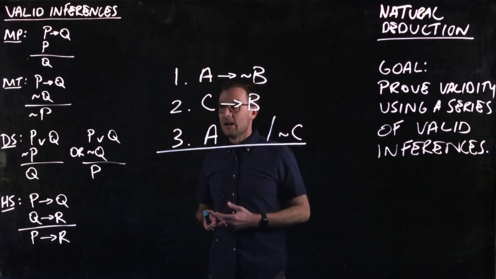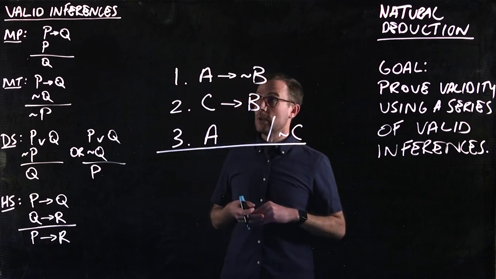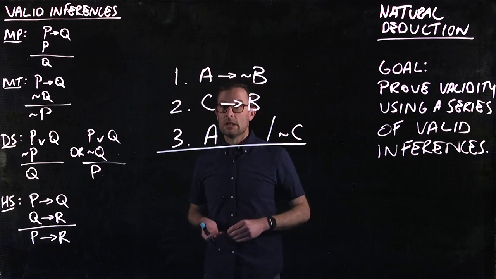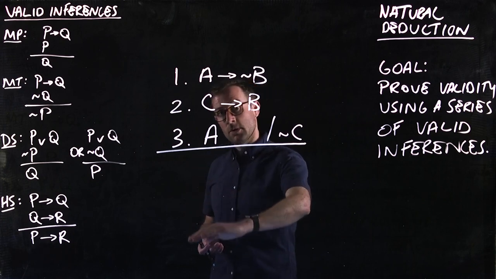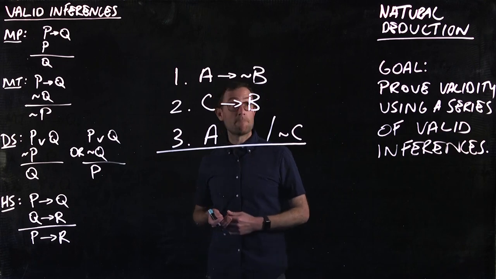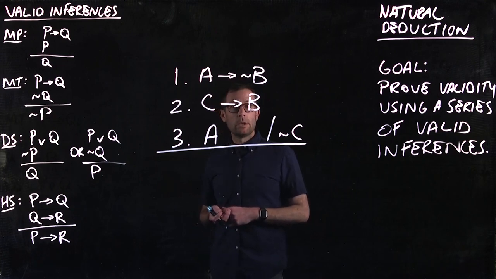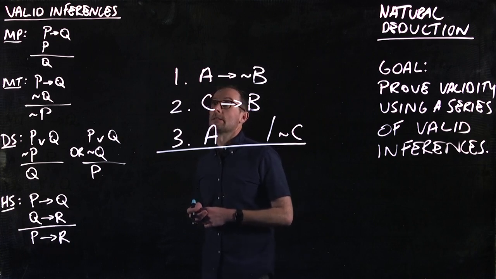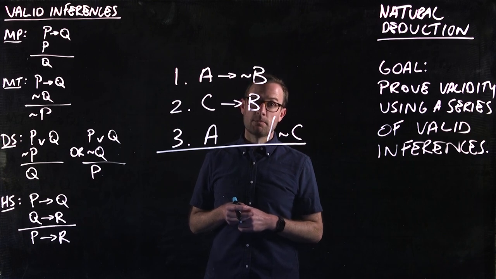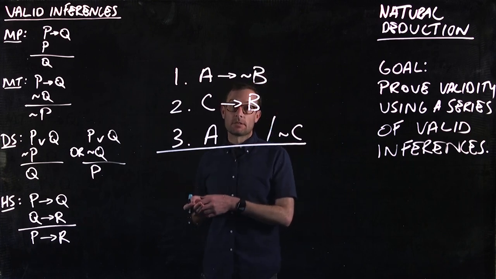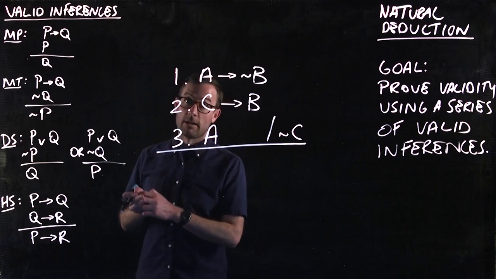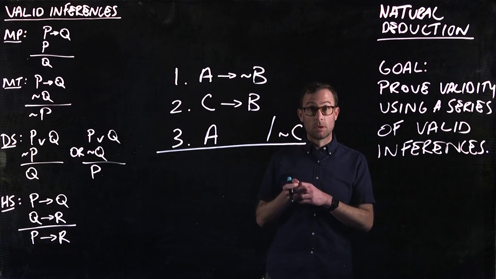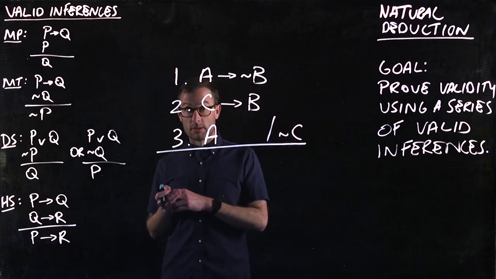Now, that's not enough for the testing of the arguments. You can't just write valid because you know it's valid. What you have to do rather is complete the proof showing why it's valid. In order to complete a natural deduction proof, you need to be able to utilize certain patterns of reasoning. These are our valid inferences, the first 4 valid argument forms that we've learned about previously: modus ponens, modus tollens, disjunctive syllogism, and hypothetical syllogism.